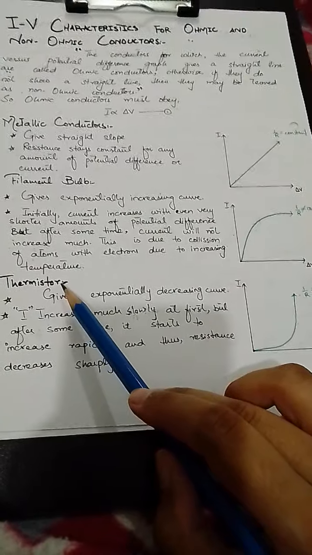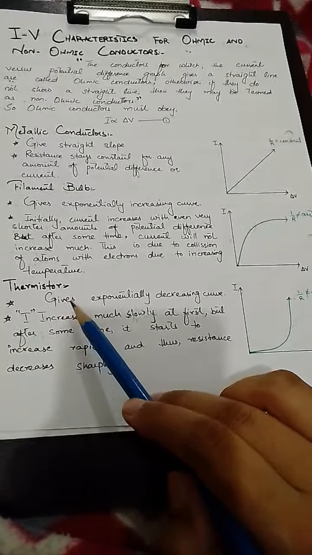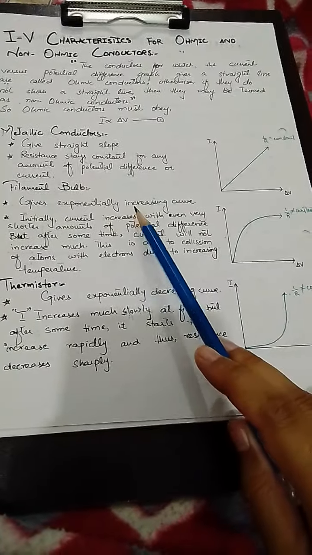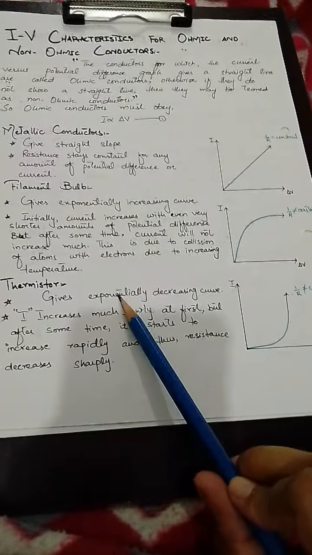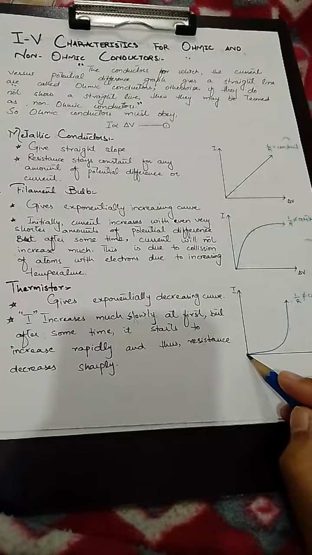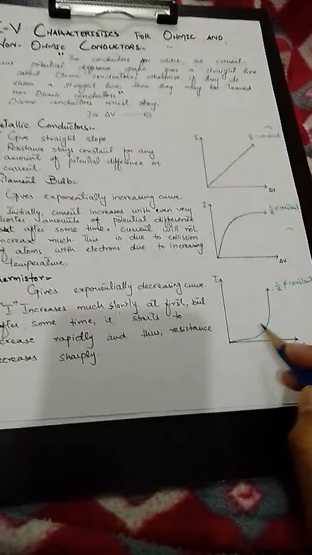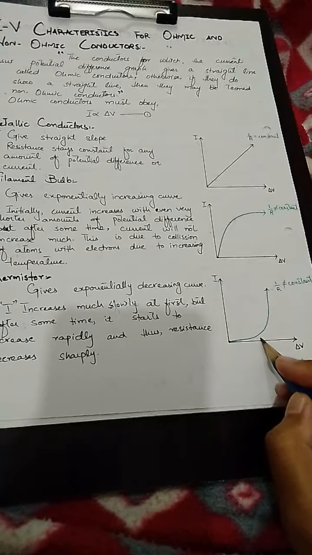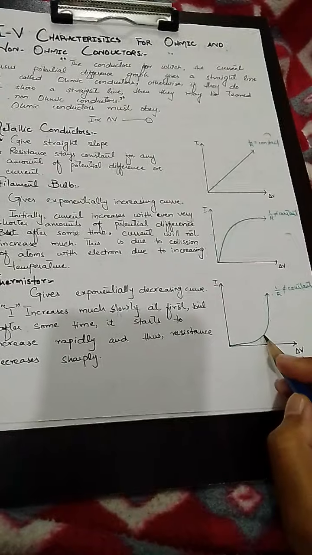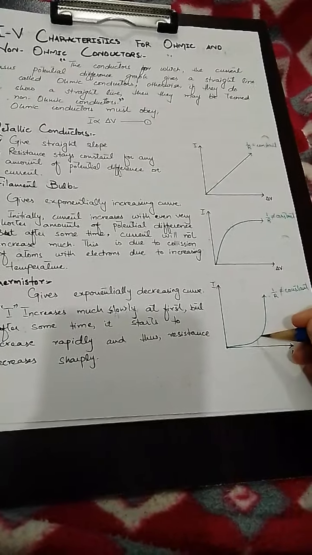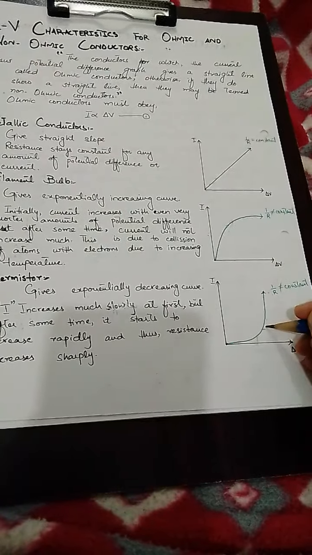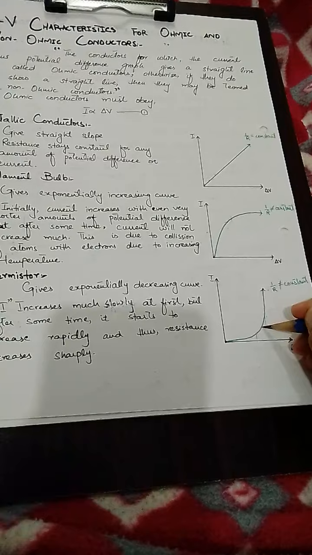The third type is the thermistor. It gives an exponentially decreasing curve. We previously studied the exponentially increasing curve. Now we are going to talk about the exponentially decreasing curve. It says that at first, when we apply even a large amount of potential difference, a very small amount of current will be produced. But after some time, when we provide even a little potential difference, a huge change in current would be observed.